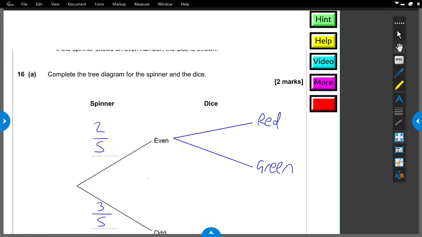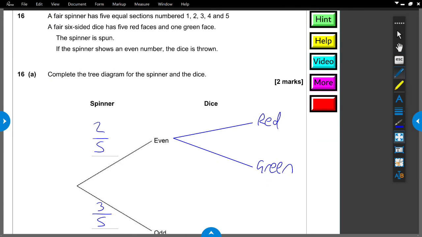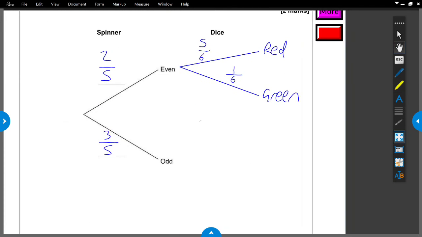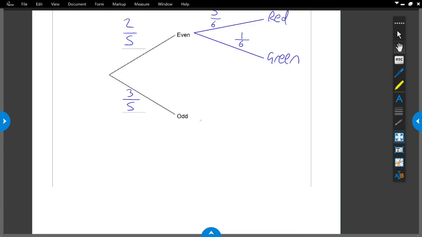And then we look at red and green. This time it's out of 6 because there's 6 sides on the dice. So out of those 6 sides, 5 of them are red. That gives us 5/6. And 1/6 is green. And again, this works nicely because both of these add together and give us 1. And it's certain that we're going to get red or green. Now we've done the tree diagram, we can move on to part B.